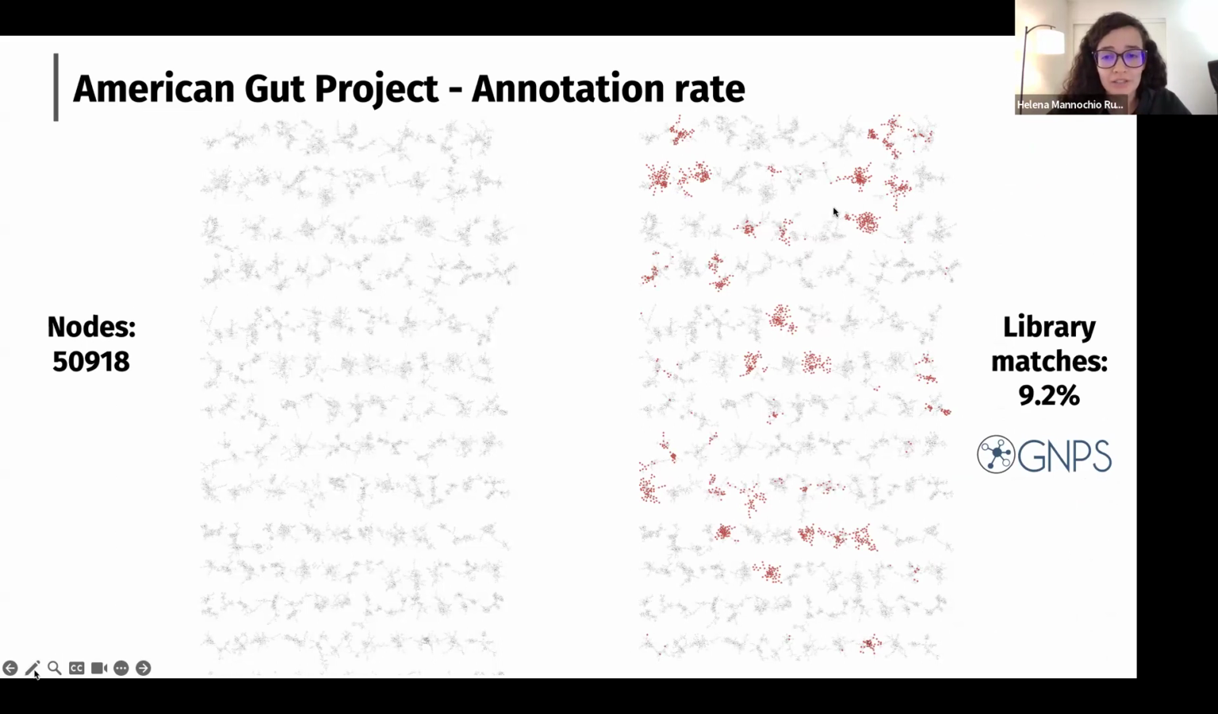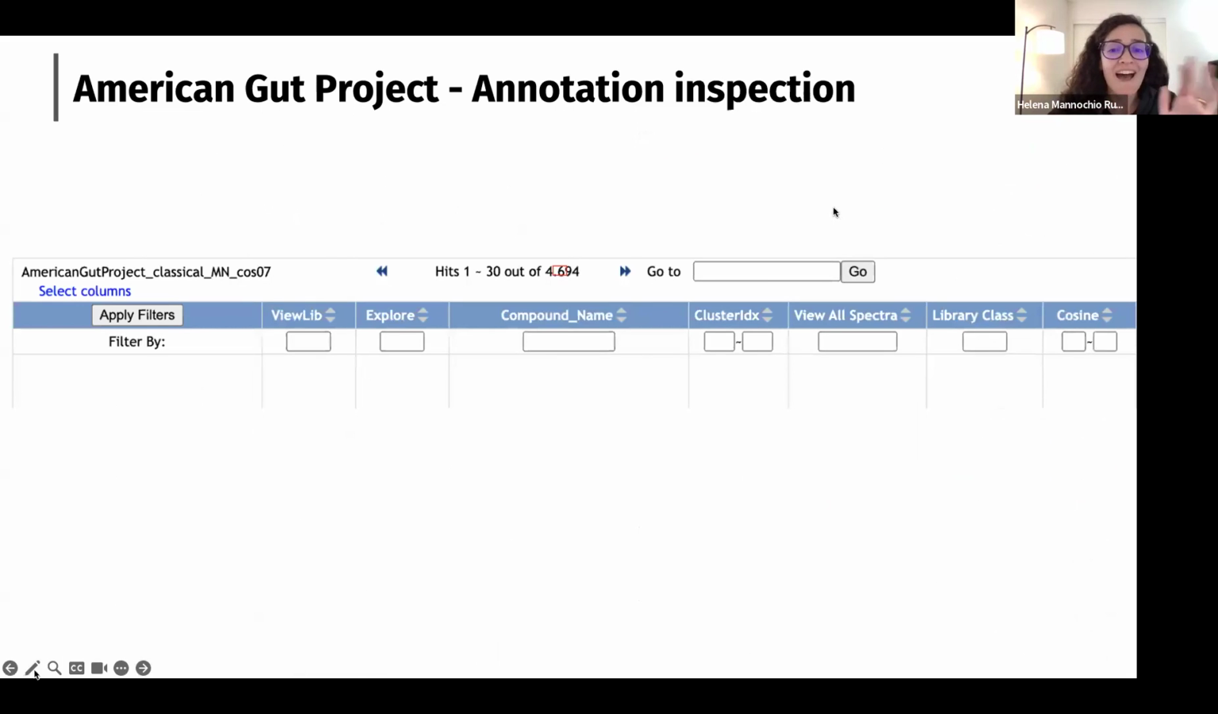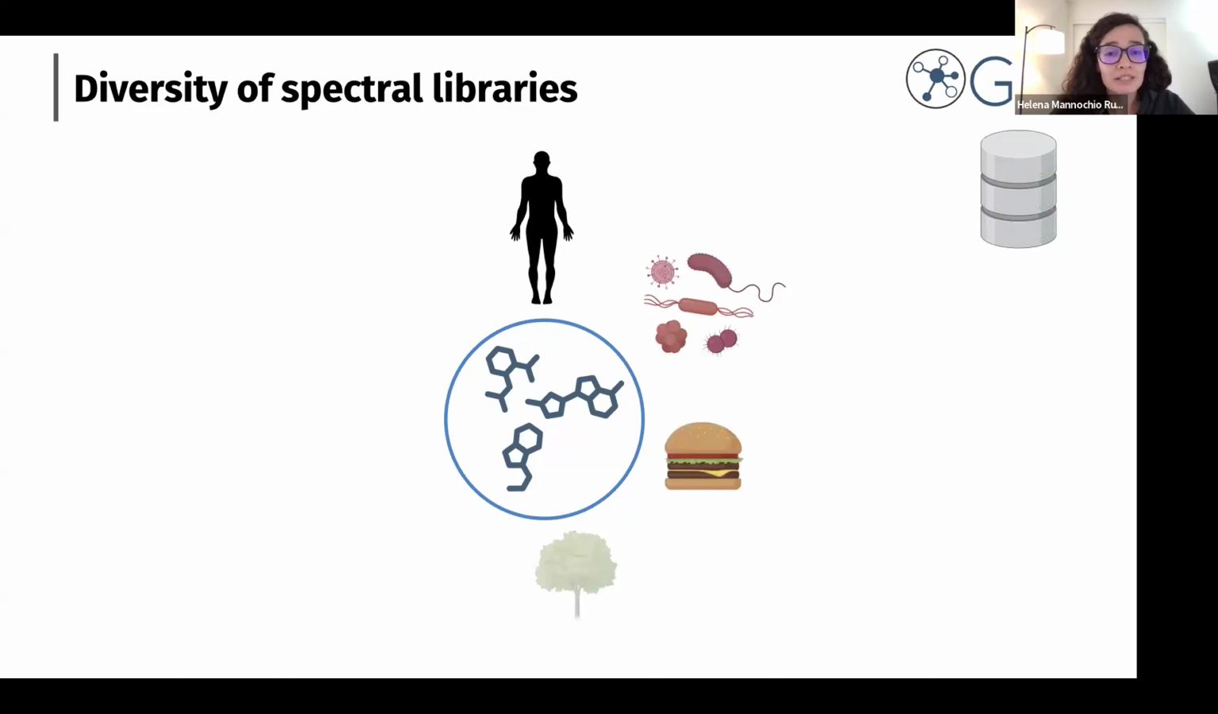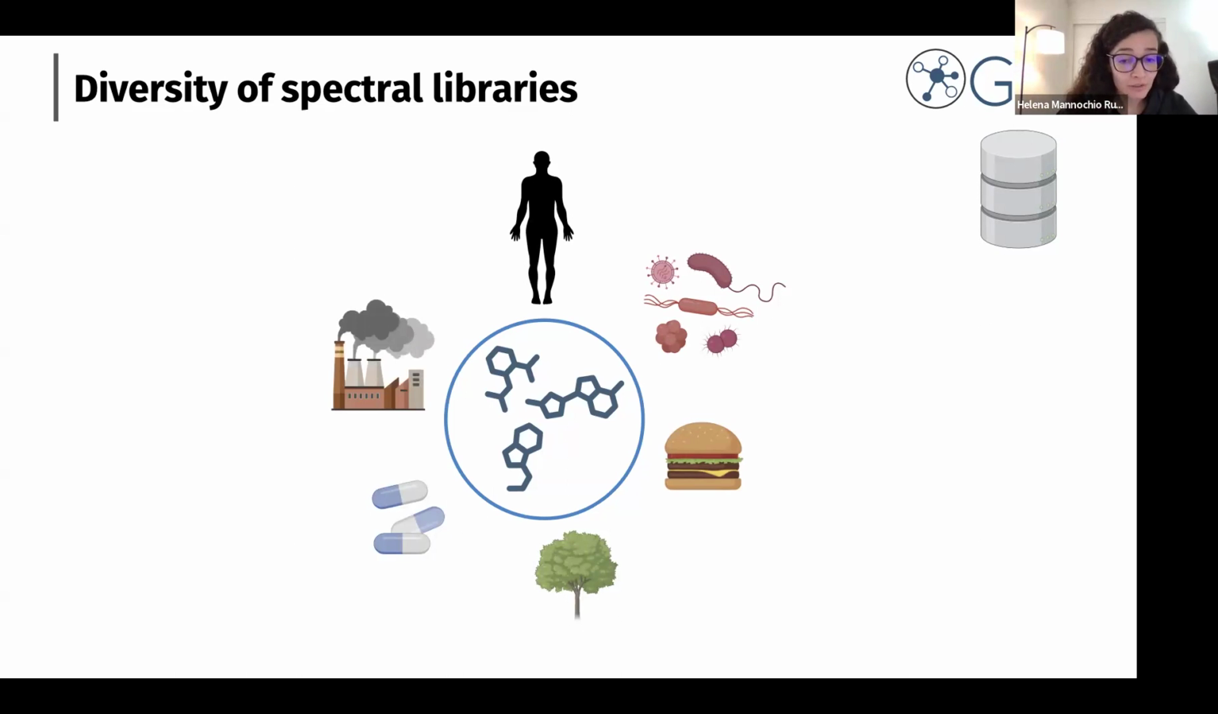And then when we go to the annotation table, we see, wow, we have 4,700 annotations for this data set. This is amazing, isn't it? But we must consider that public libraries, such as the GNPS public libraries, contain very heterogeneous data. In these libraries, of course, we are going to have human-related, host-related molecules. We're going to have microbial molecules. We also have food-derived molecules, plant molecules, drugs, and also human-made molecules such as pollutants and pesticides.